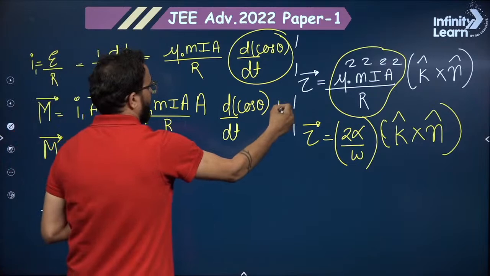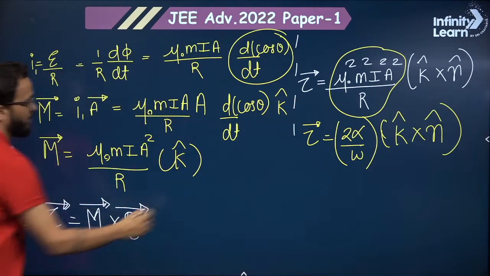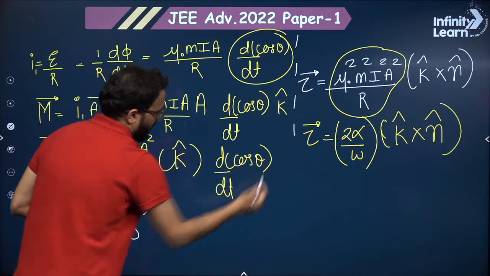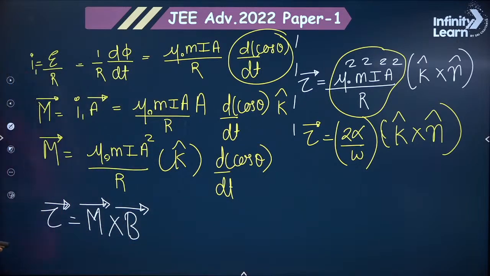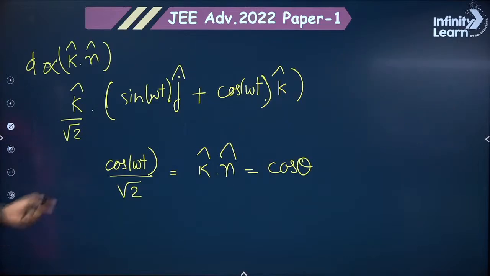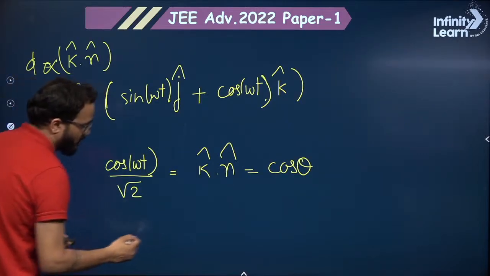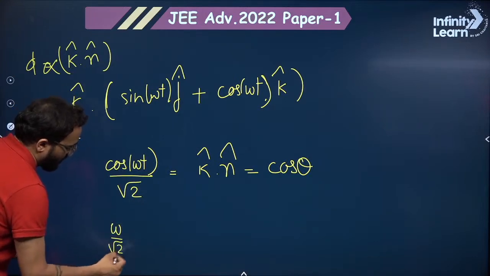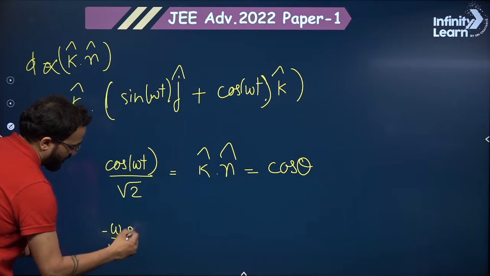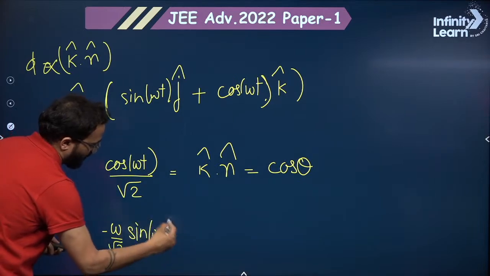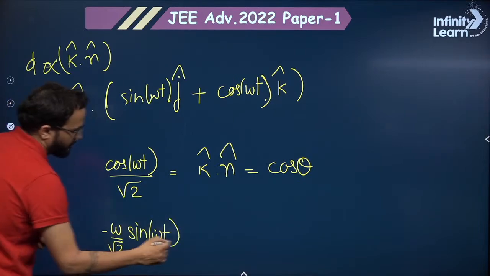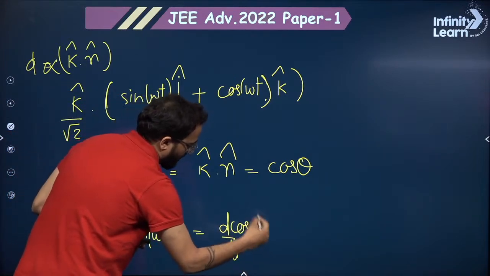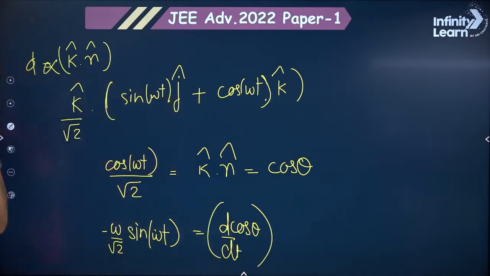And vector m was along k cap, right? Again here, d by dt of cos theta. So this value, clear? Now we have to find out d by dt of cos theta. So it will be omega by root 2 into minus sin omega t, which equals d by dt of cos theta. So the minus sign will come here.